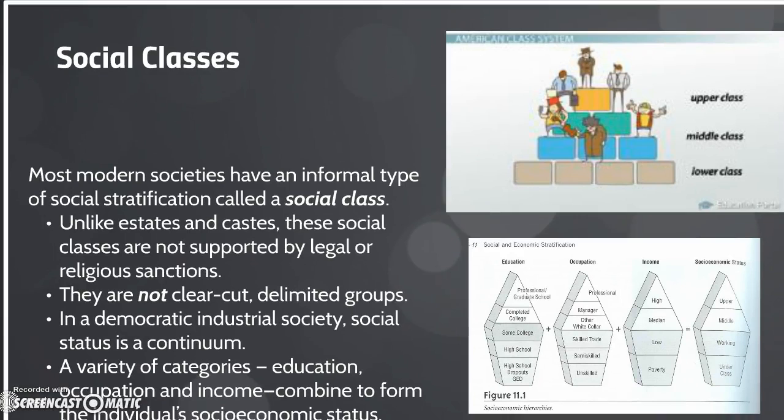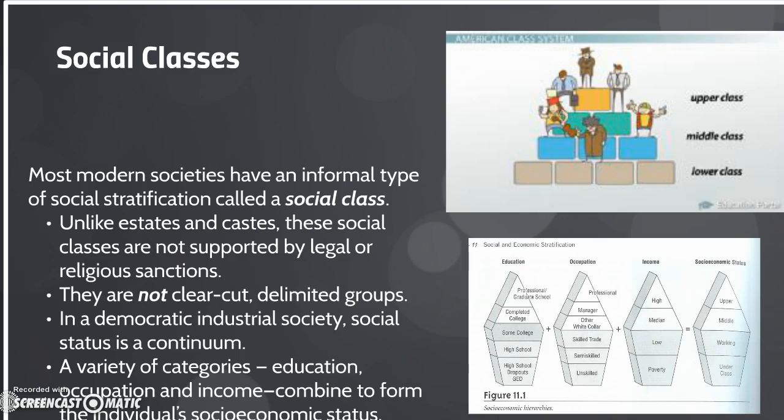Social classes are what we have in the United States and what currently exists in Europe. It tends to be referred to as upper and middle class, lower class, working class. These are much more flexible and fluid designations. Most modern societies have an informal type of social stratification called social class.